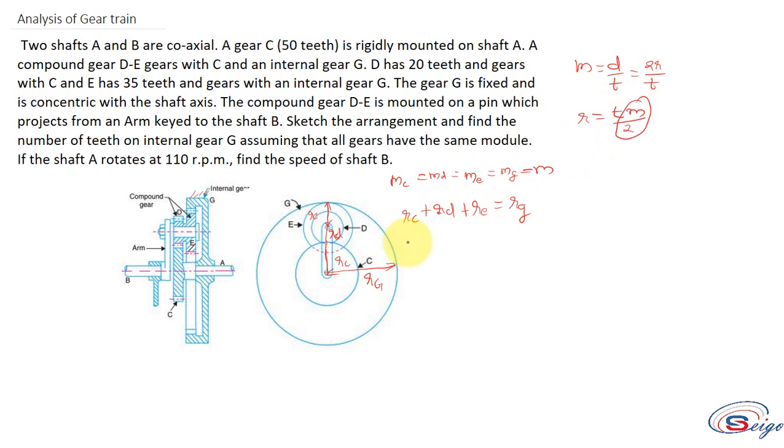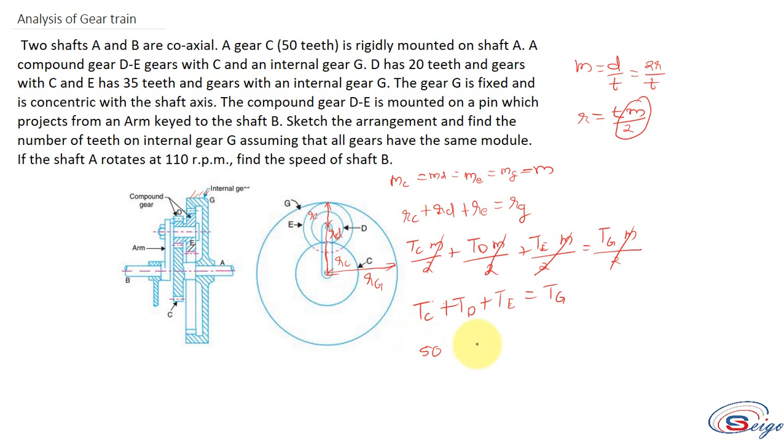So RC will be equal to TC into M divided by 2 plus TD into M divided by 2 plus TE into M divided by 2 is equal to TG into M divided by 2. So you can cancel all this M by 2 from the RHS and LHS. From the above equation you can get TC plus TD plus TE is equal to TG. From the question, TC is equal to 50, TD is equal to 20 and TE is equal to 35. So upon summing, the value of TG is equal to 105. So this is your first answer.